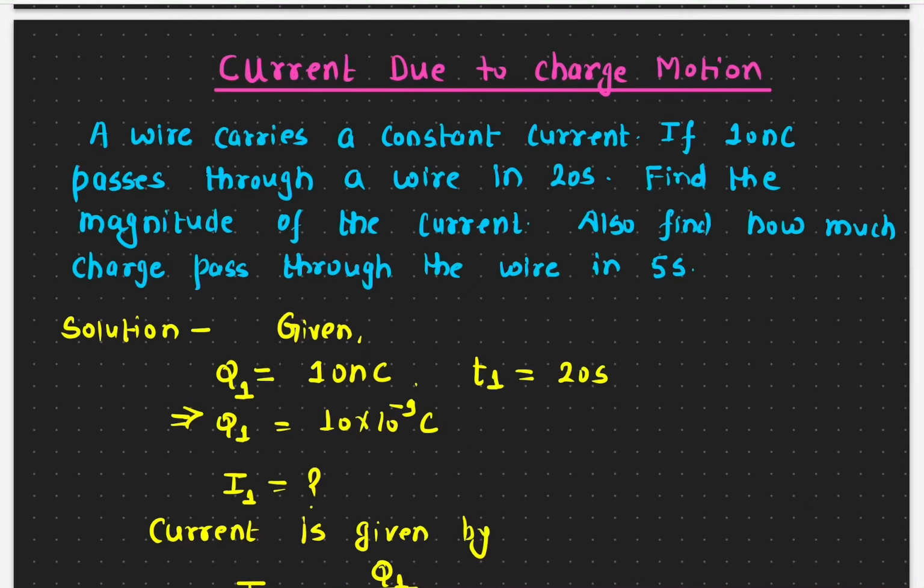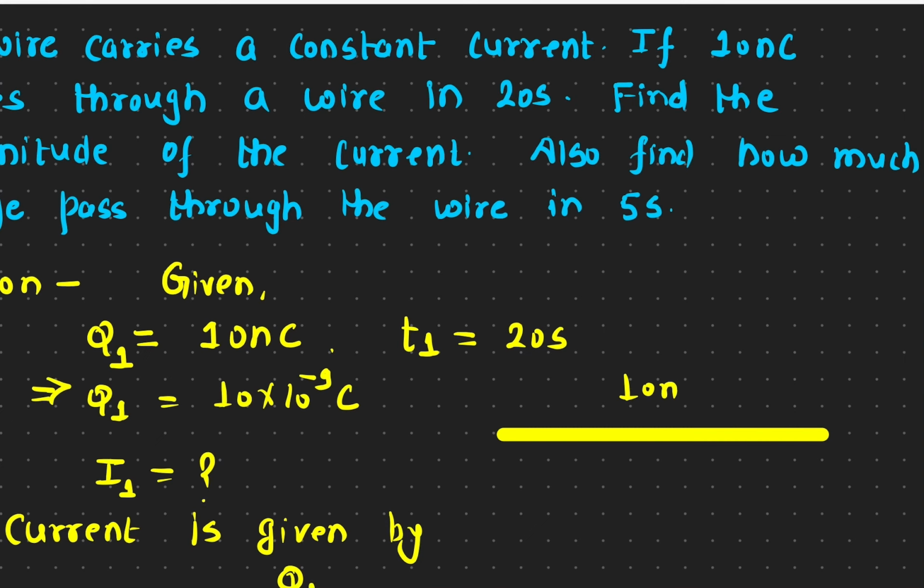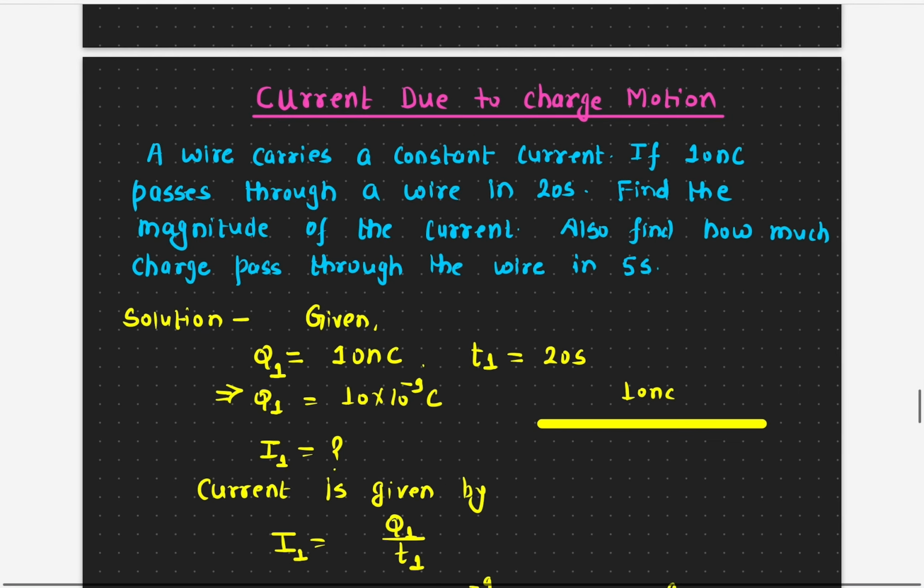So in this video, we're going to calculate the current due to the motion of charges. So here you have, given, 10 nanocoulomb charge passes through a wire. So let's say you have a wire here, and in this wire, in 20 seconds, 10 nanocoulomb charge passes. So let's write down all the information here.